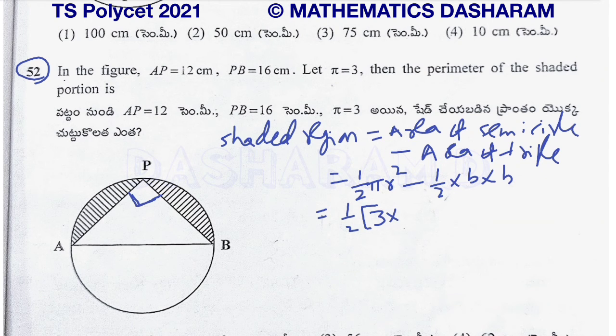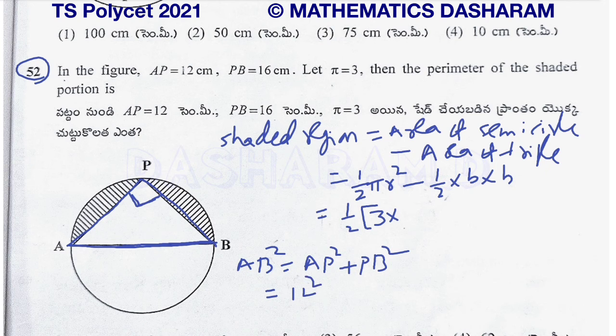So radius is not available, but AB is called a diameter. If you know the diameter, then you can find out the radius. See here, APB is a right angle triangle, angle P is 90 degrees. So apply the Pythagoras theorem. So AB square is equal to AP square plus PB square. AB value is given as 12 square, PB value is also given as 16 square.